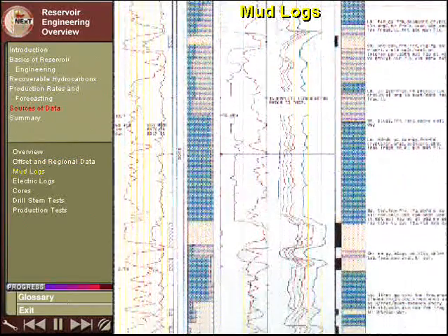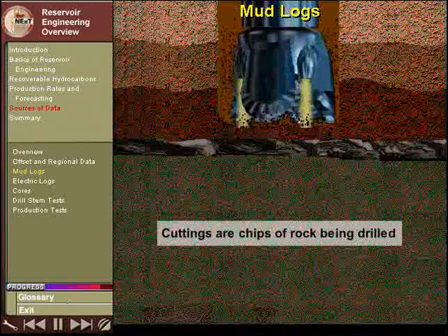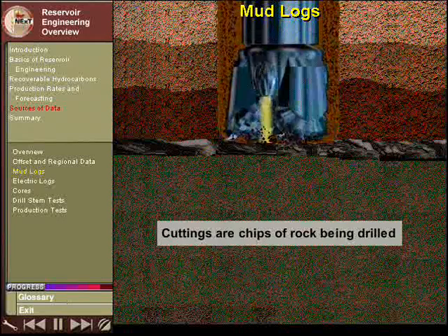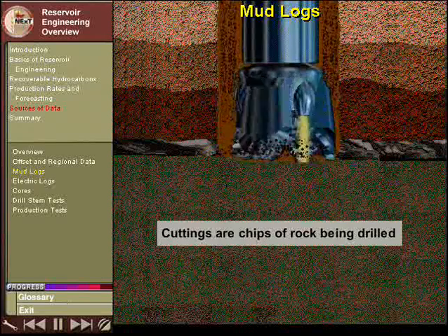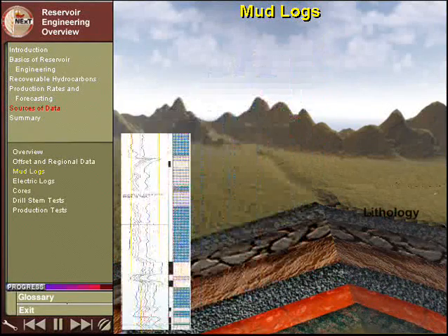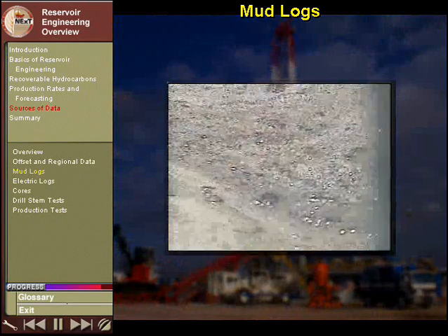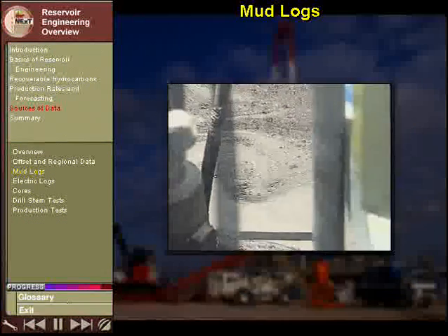Mud logs are generated during the drilling process. Mud loggers collect samples of rock cuttings that are circulated to the surface by the drilling mud. The cuttings yield information about the reservoir lithology. The examination by the mud logger can also provide indications of hydrocarbon and porosity. The mud is monitored for shows of gas that may have been liberated from the formation as it is being drilled.